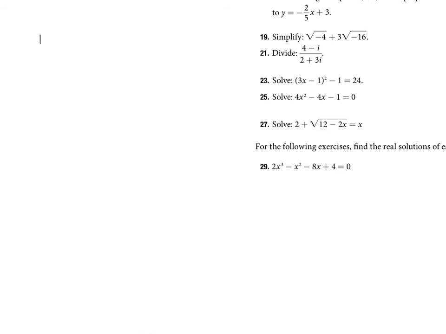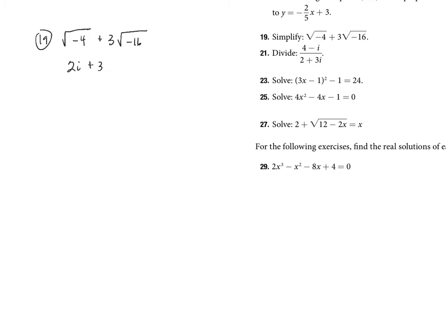Number 19, we are asked to simplify this. So we have the square root of a negative 4 plus 3 times the square root of negative 16. So we want to simplify the radicals. So remember that the negative under the radical comes out as an i. So the square root of 4 is 2. So the square root of negative 4 will be 2i. So the 2 comes from the 4 and the i comes from the negative. Since those both come out of the radical, we do not have the radical or the square root symbol anymore.